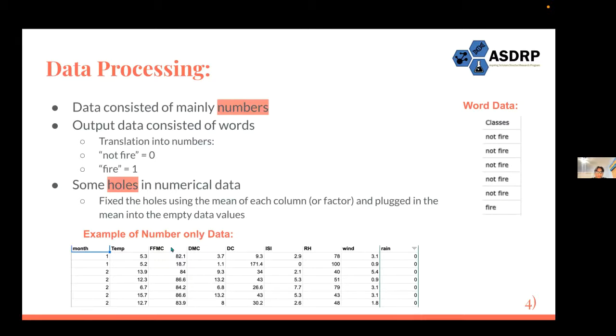And if you want to see some number-only data, it's at the bottom. These are all our factors. And then to the right is our output in word form, but we changed that to 0s and 1s later.